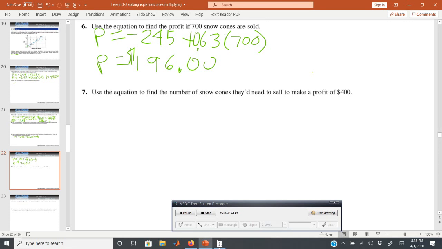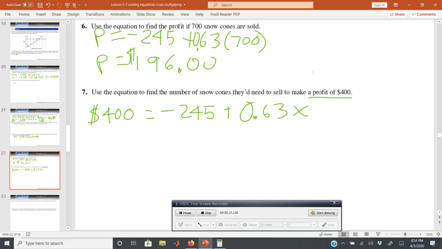Use the equation, question 7, to find the number of snow cones they'd need to sell to make a profit of $400. Restart the video once you've answered question 7. So we want our profit to be $400. I put that where the P is. And the question is, how many snow cones? We don't know what X is, so we leave it as X.